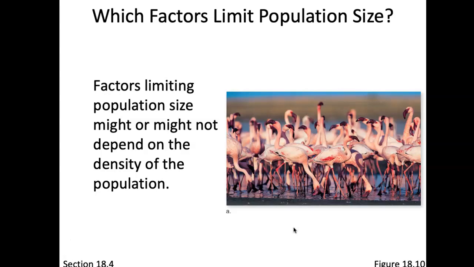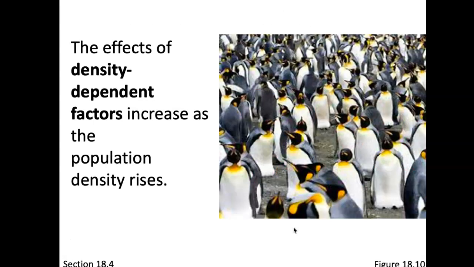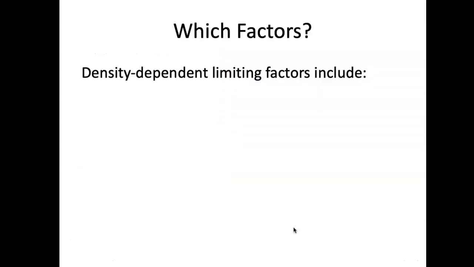So sometimes those limitations come from the actual density of the population, right? You see bunches of flamingos here. You imagine that if too many of them are crowded in one area, you're going to have all sorts of problems. What kind of problems? Well, those density-dependent factors are going to increase disease, they're going to increase competition, they're going to increase the difficulty of finding food. So all this has to do with density-dependent factors that are going to limit that population.